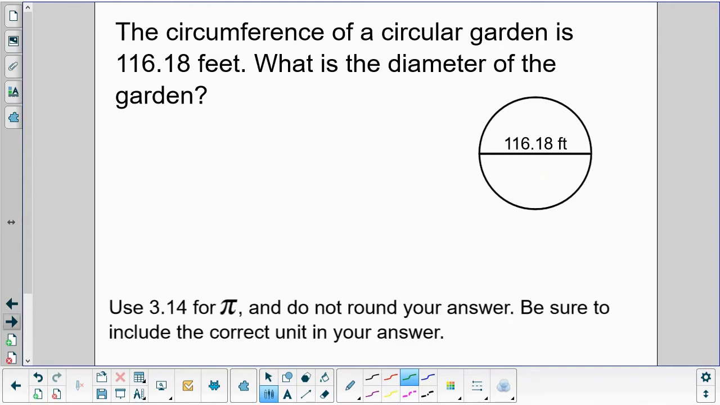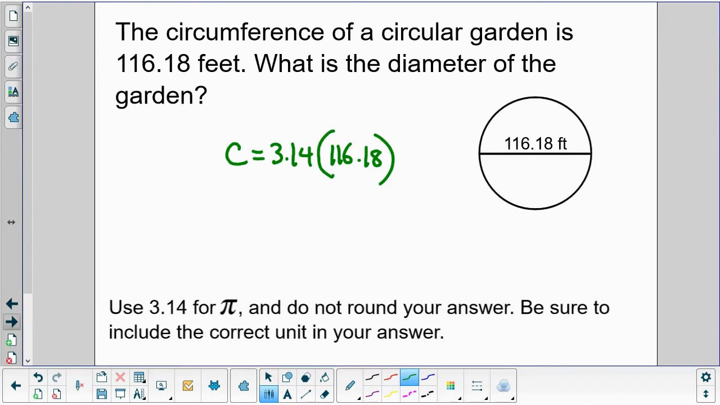The circumference of a circular garden is 116.18 feet. What is the diameter of the garden? Okay, so circumference is 3.14 times 116.18. Okay, so I think I've kind of messed up on this one. I'm actually treating that as the diameter. It said that the circumference was 116.18. It was actually the diameter that was 116.18.